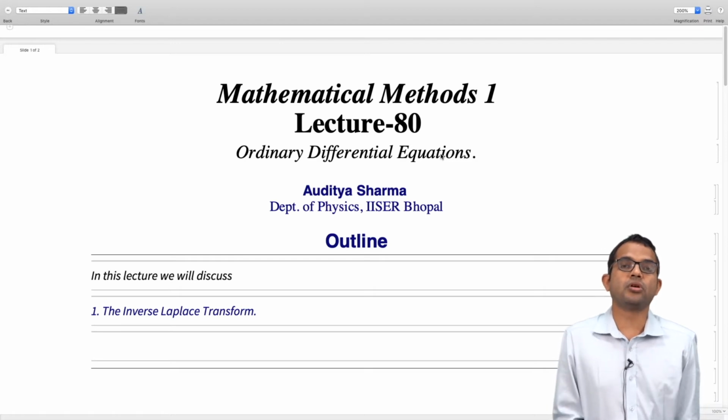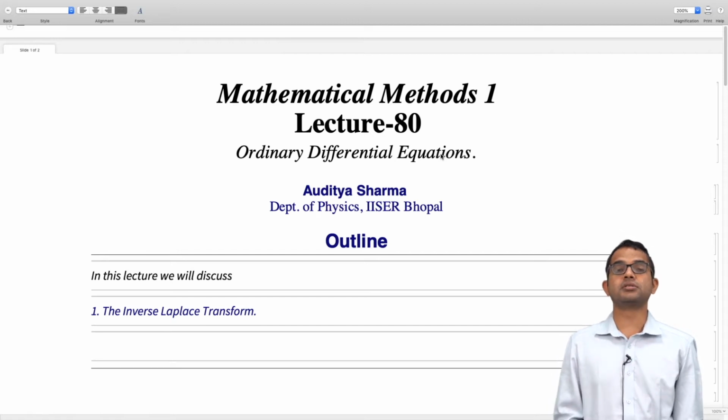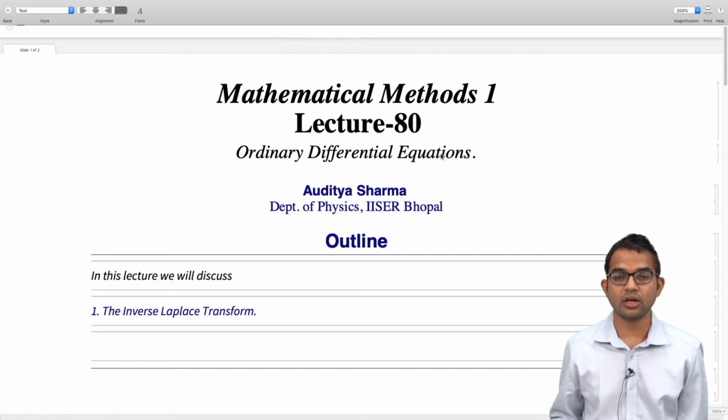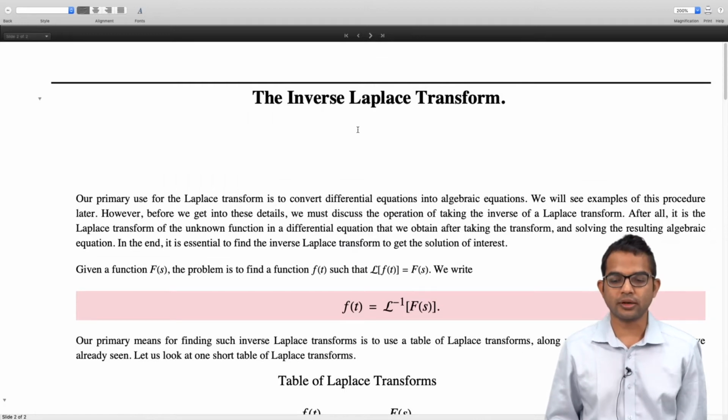But then once you have solved in this Laplace domain, you have to come back, right, to the original time domain, which is where you want the answer. So then you will have to carry out an inverse Laplace transform, right? So that's the subject for this lecture. We look at how to find the inverse Laplace transform for certain standard functional forms.